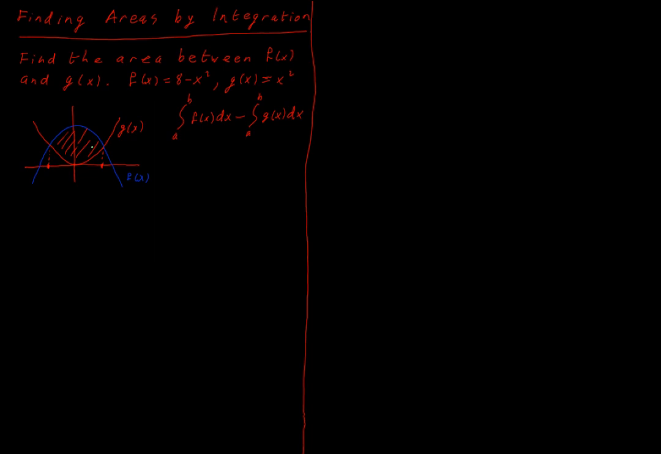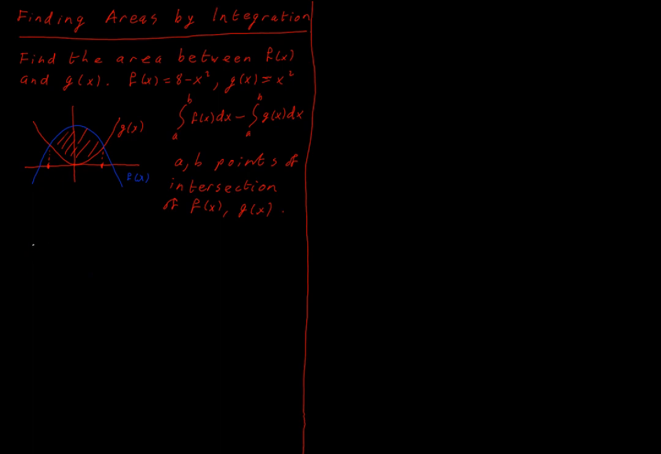So how are we going to get the point of intersection? I'll write this in for our notes: A and B, points of intersection of f and g. Okay, so that's what we need to sort out. We need to get the intersection of f and g.